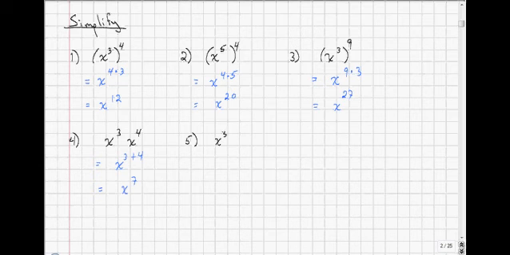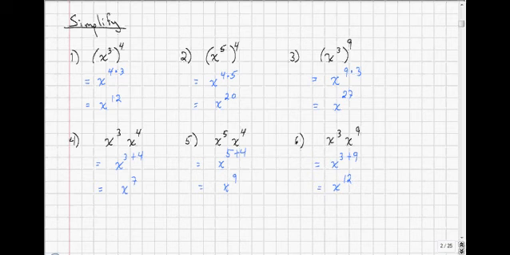So if we had x to the 5th times x to the 4th, that would be x to the 5 plus 4 power, or x to the 9th. Usually, we just do the adding or multiplying in our head, and we'll talk about that in a second here. So if we had x to the third times x to the 9th, that would be x to the 3 plus 9, or x to the 12th power.